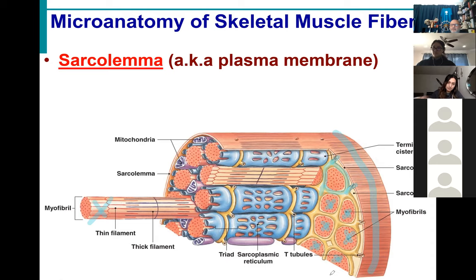Notice also that the transverse tubule isn't the only thing that wraps around the myofibril. Our sarcoplasmic reticulum, storing and releasing that calcium, wraps around the myofibrils as well. And notice when the sarcoplasmic reticulum comes close to the transverse tubule, it enlarges into that big terminal cisternae. And collectively, the two terminal cisternae and the transverse tubule form a triad.